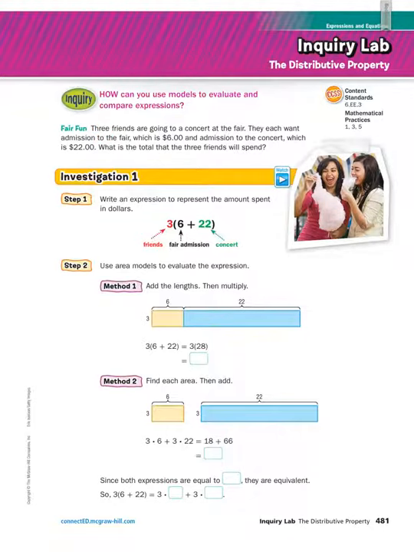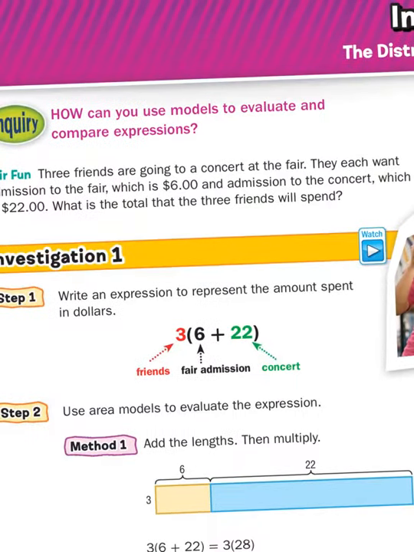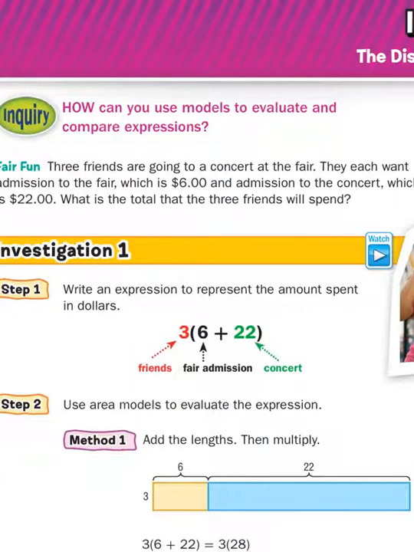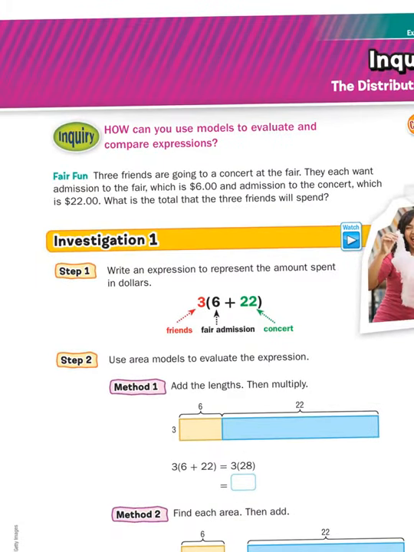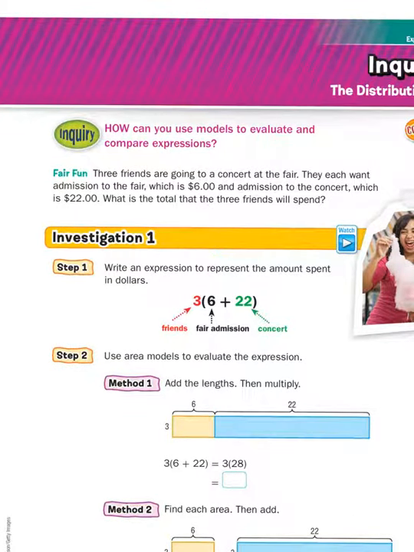It says, 3 friends are going to a concert at the fair. They each want admission to the fair, which is $6, and admission to the concert, which is $22. What is the total that the 3 friends will spend? So here's some important information. There are 3 friends, and they're each going to have to pay $6 to get into the fair, and they're each going to have to pay $22 for the concert.